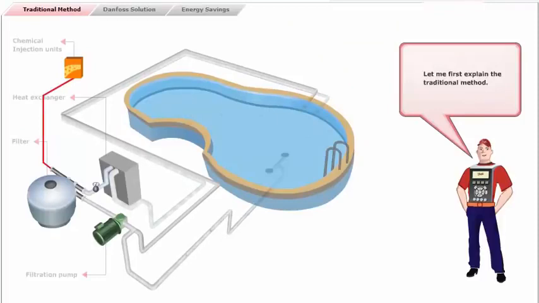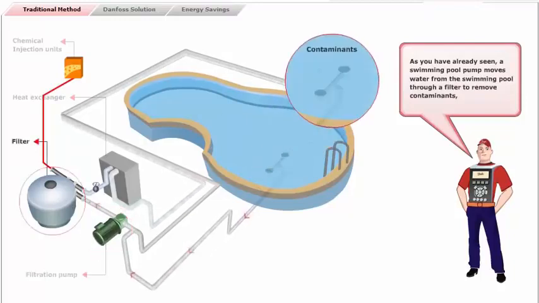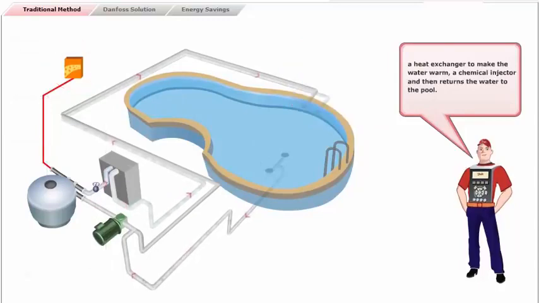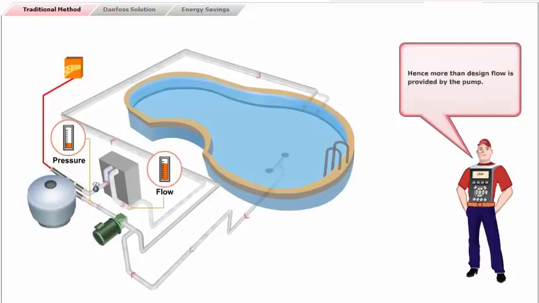Let me first explain the traditional method. As you have already seen, a swimming pool pump moves water from the swimming pool through a filter to remove contaminants, a heat exchanger to make the water warm, a chemical ejector, and then returns the water to the pool. When the filter is new or clean, the pressure drop across it is low, as there is not much hindrance to the flow of water through it. Hence more than design flow is provided by the pump.